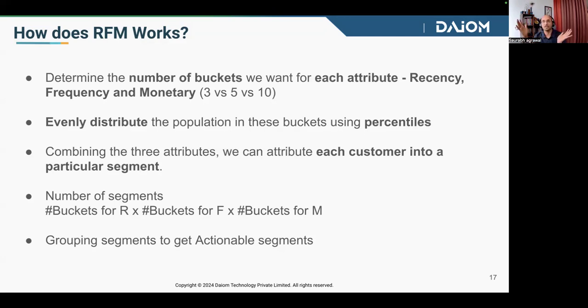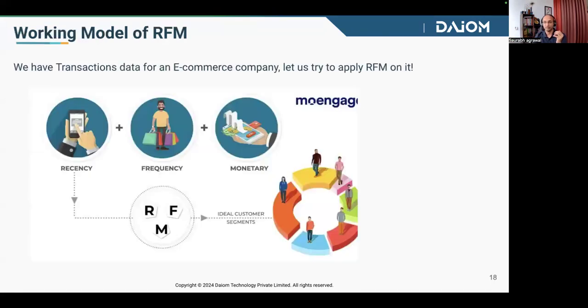Evenly distribute means if you have 100 customers, you create their recency score, since last purchase, sort it in order, and then put 33, 34, 33 in different buckets, and then you rank them high, medium, low. You do the same for recency, frequency, and monetary, and then you combine the segments. That's a very simple way of doing it, and this is done automatically in systems today.